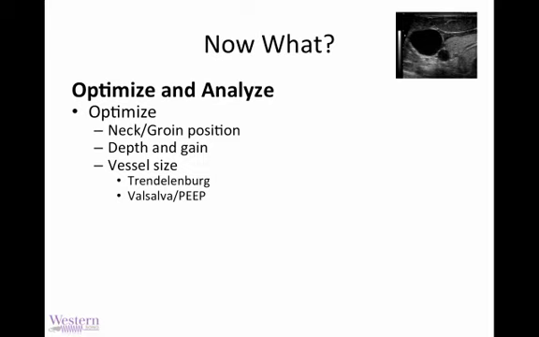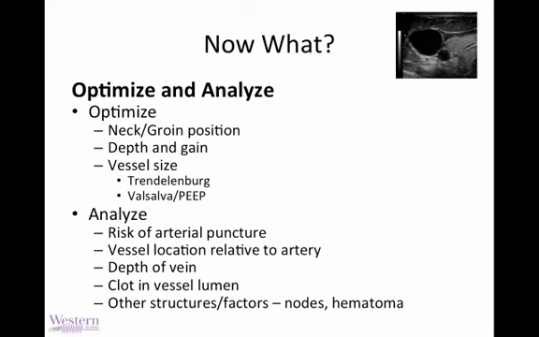You want to make some of the assessments that I've just mentioned, and some ways of optimizing your image would include head position, the depth and gain on the machine, and you can actually change the vessel size, most commonly using Trendelenburg, but in a cooperative patient able to do a Valsalva maneuver, for instance, that can really be a big help, as I'll show you in a little bit.